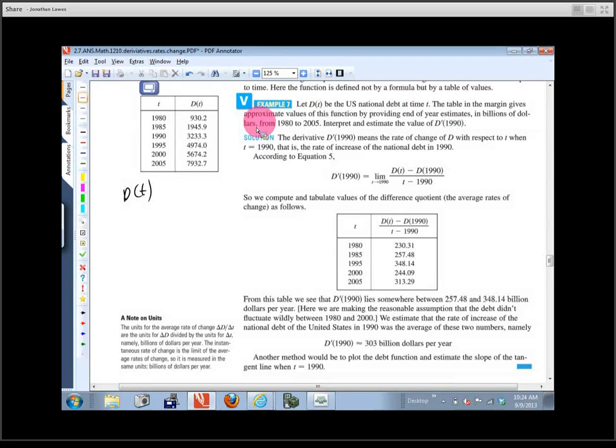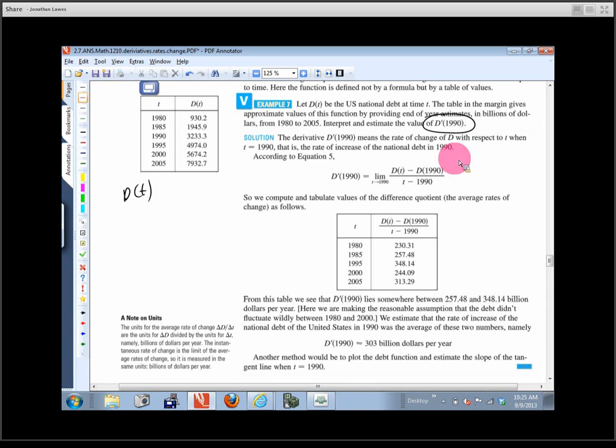The table in the margin gives approximate values for this function by providing end-of-year estimates in billions of dollars, from 1980 to 2005. Interpret and estimate the value of D prime of 1990. Now, this is a really good example because in order to get this, you've got to understand rates of change, and you've got to understand how we're taking those rates of change and looking at them in different respects. We're looking at it as a rate of change, which we could think of graphically as the slope, and the notation that they used here was the notation for the derivative. So what they're saying is find the derivative of that debt function in 1990.